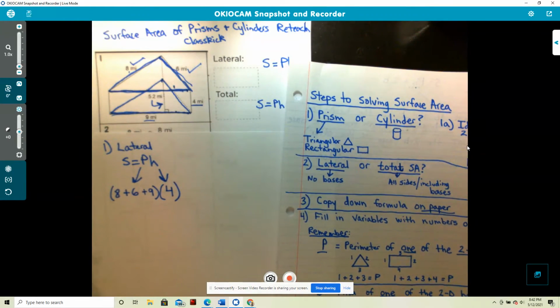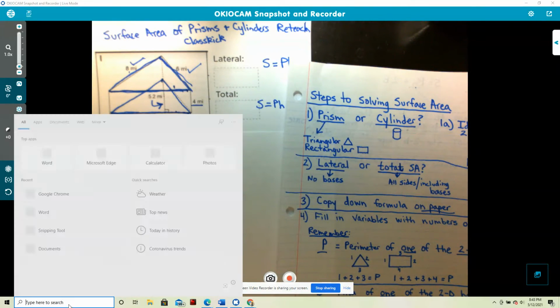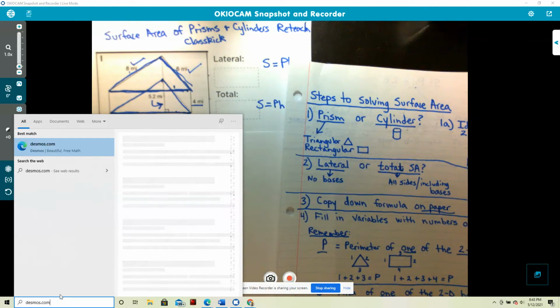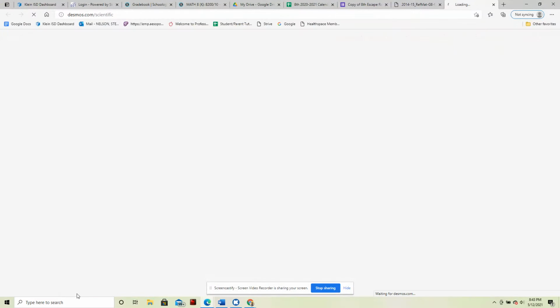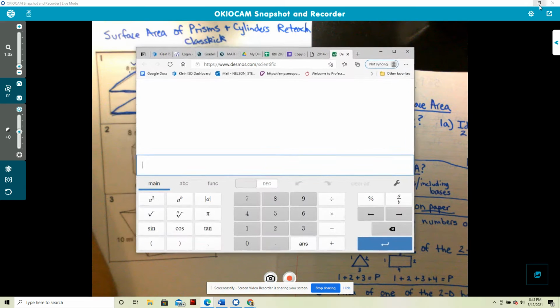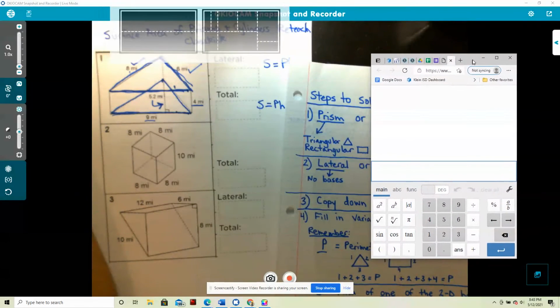I'm going to go ahead and pull up Desmos, because in case you're doing this at home, that's where you'll have to do it. So remember, desmos.com/scientific. Let's see if that takes me there. Yep, it does. Okay, so I'm going to plug in. Let me just make this a little bit smaller.